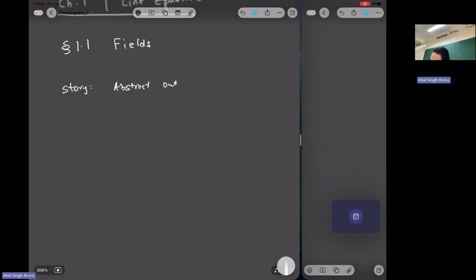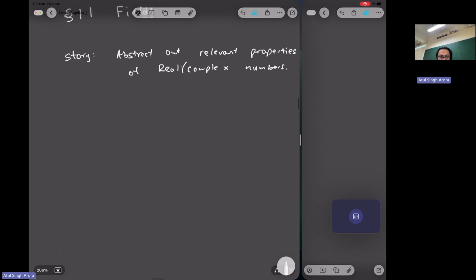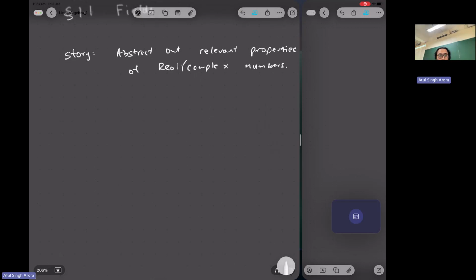Okay. So abstract out relevant properties of real/complex numbers. Great. So here's a formal definition. I'll give the definition. It's fairly intuitive. So suppose that F is a set. So let F be a set.